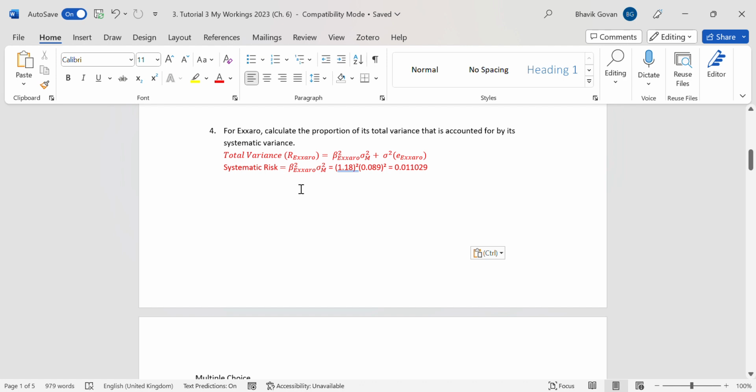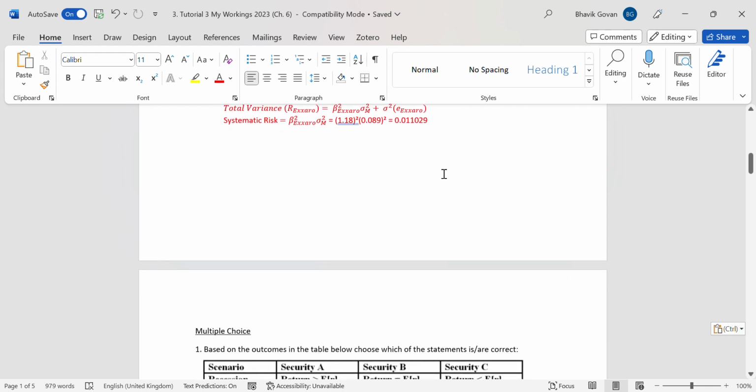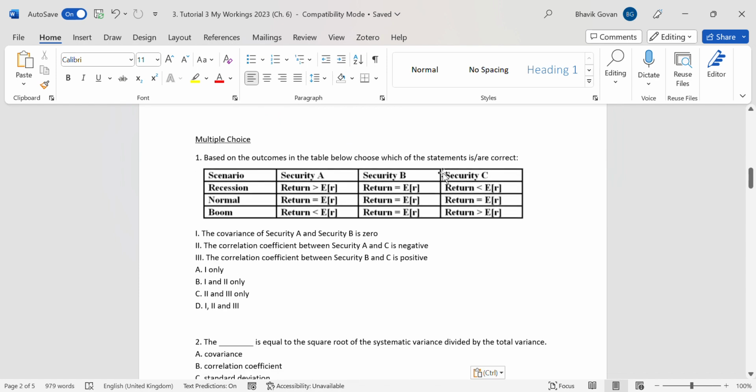Sorry about that. So we're just focusing on this beta squared XRO times the variance of the market. Okay, so the beta is 1.18 squared times our standard deviation of the market squared, and we'll get this as our answer, 0.011029. Next is the multiple choice section.